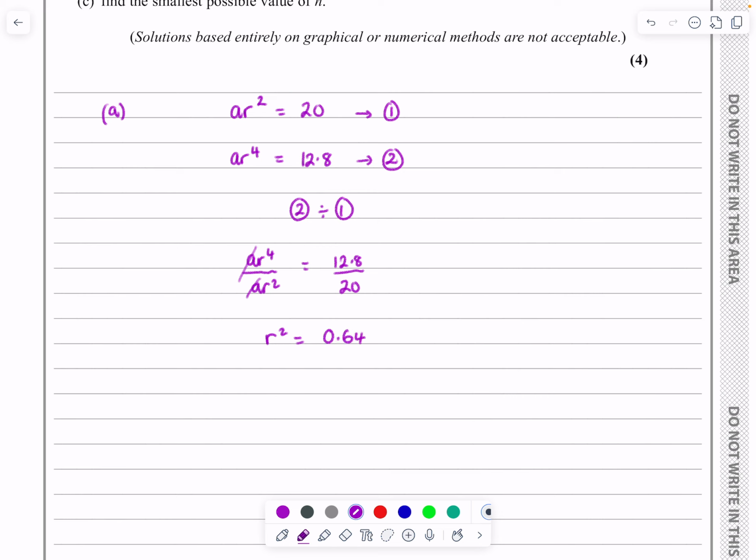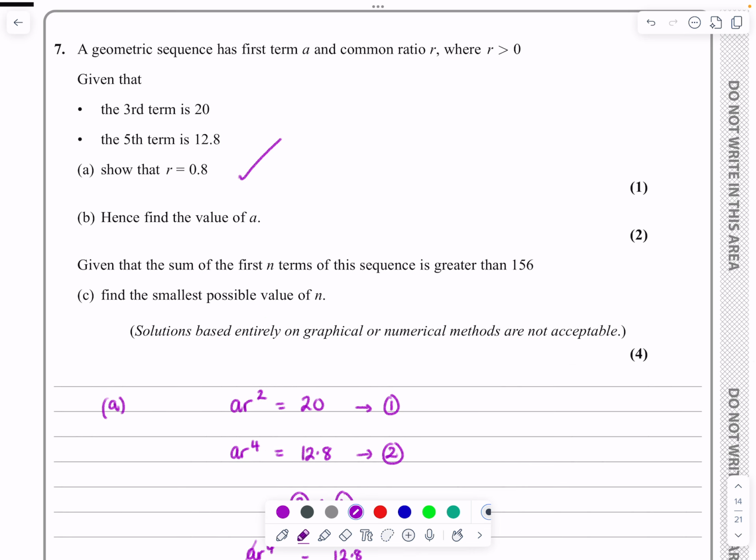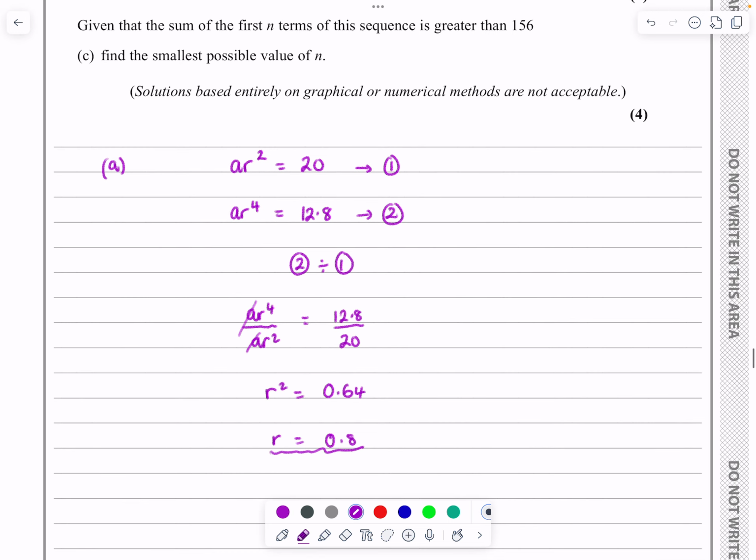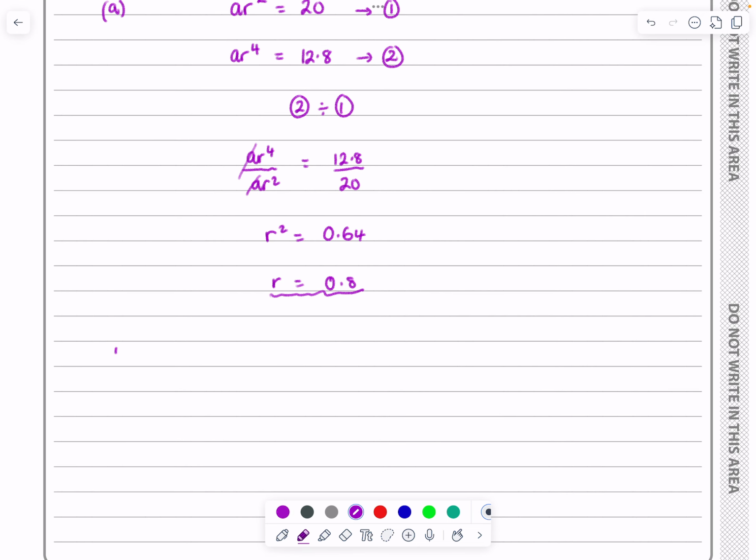So R squared works out to be 0.64, and that's a square number, isn't it? R squared is 0.64. Do the square root, but you might even be able to just see that. R works out to be equal to 0.8, and we were asked to show that for the first part, so no problem with that. Part B says let's go on and find out what A is.